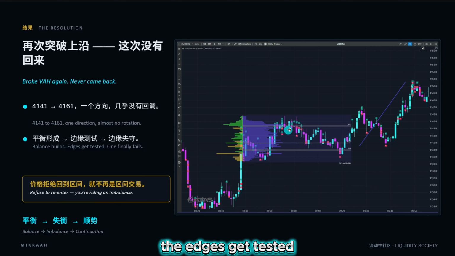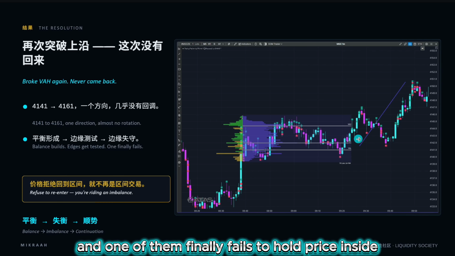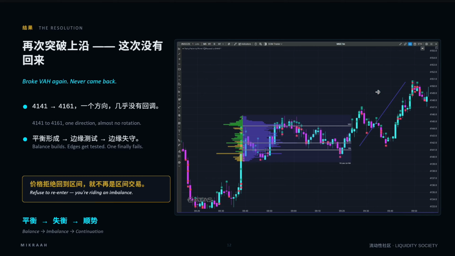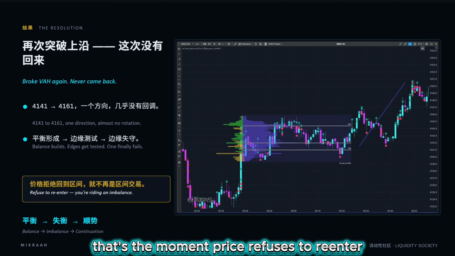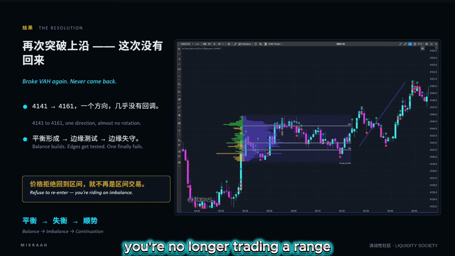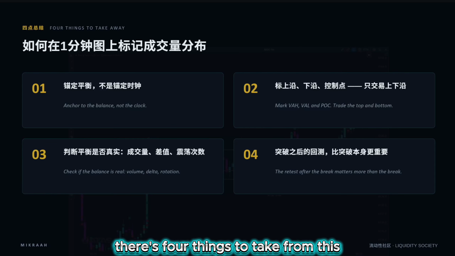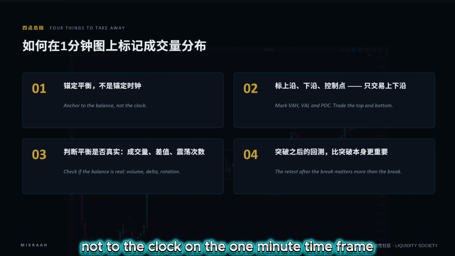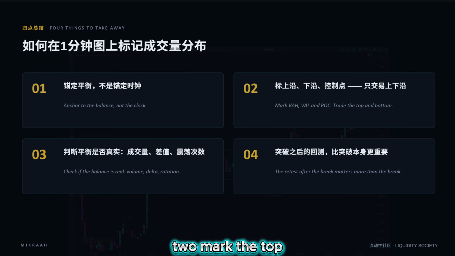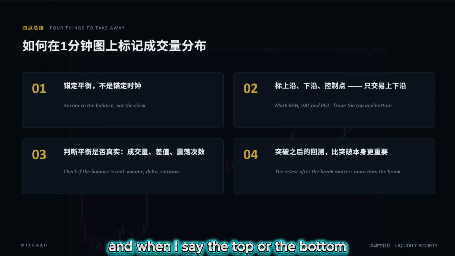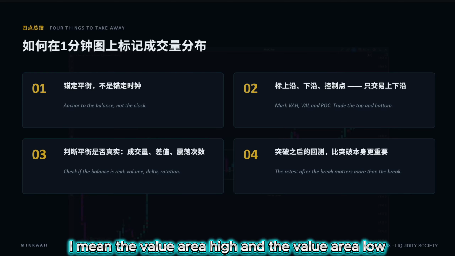Balance builds, the edges get tested, and one of them finally fails to hold price inside. That's the moment price refuses to re-enter. You're no longer trading a range, you're riding the imbalance, and that can go in either direction. There's 4 things to take from this. 1. Anchor the profile to the balance, not to the clock, on the 1 minute time frame. 2. Mark the top, the bottom, and the point of control. And when I say the top or the bottom, I mean the value area high and the value area low.